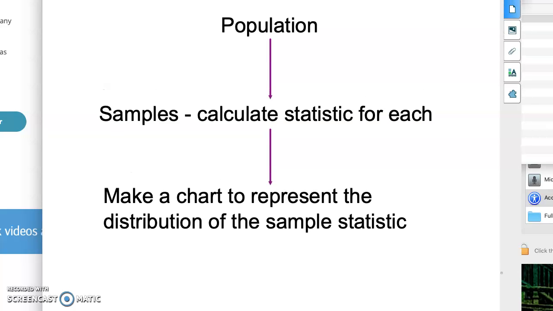This is a little bit repetitious. So we have a population, take samples, calculate the statistic for each one, and make a chart to represent the distribution of the sample statistic.